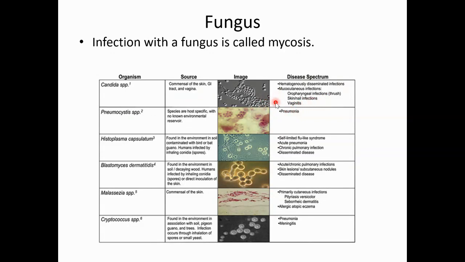So this is a fungus that overgrows when somebody is immunosuppressed. And often we see it in patients who are on multiple antibiotics, and it kills their good bacteria. So then something that's opportunistic can flourish, like yeast.